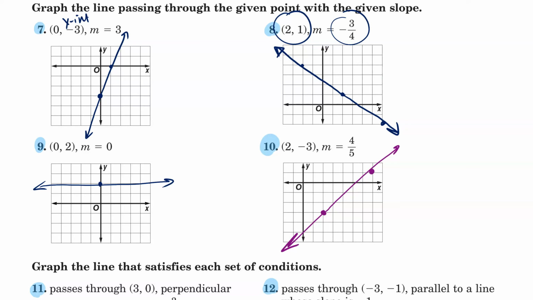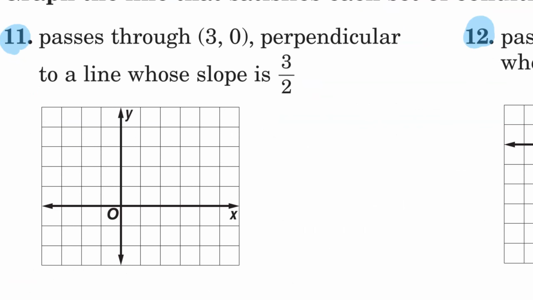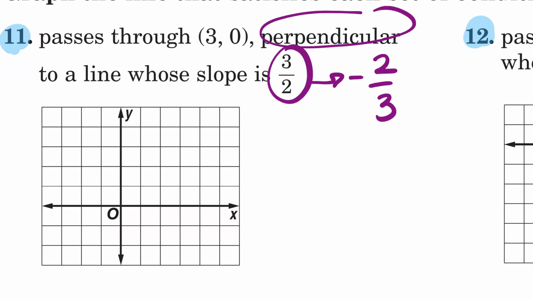Parallel, same slope. Perpendicular is opposite reciprocal. So if we want a perpendicular slope, this is my original slope. Perpendicular flips it and changes the sign. So opposite reciprocal, you flip it and you change the sign. So it's negative 2. So 3, 0, and then negative 2 down 2 over 3.